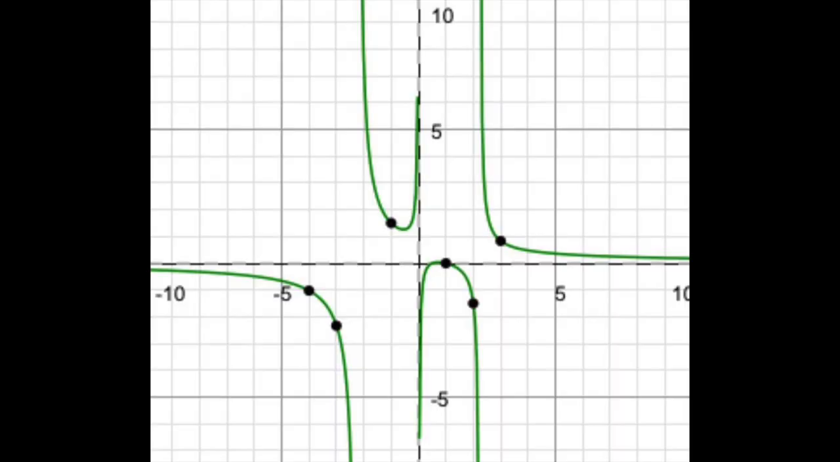The following function is not continuous and has vertical asymptotes at x equals negative square root of 5, x equals 0, and x equals square root of 5. It has a horizontal asymptote at y equals 0 and no oblique asymptote.